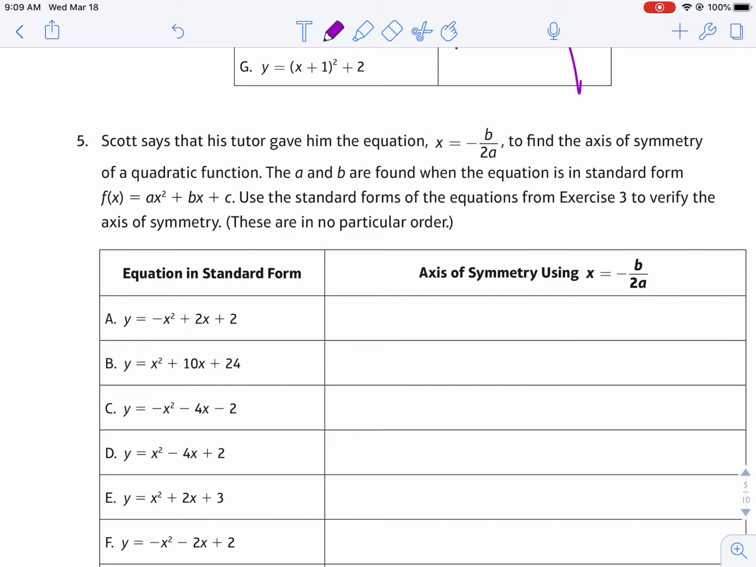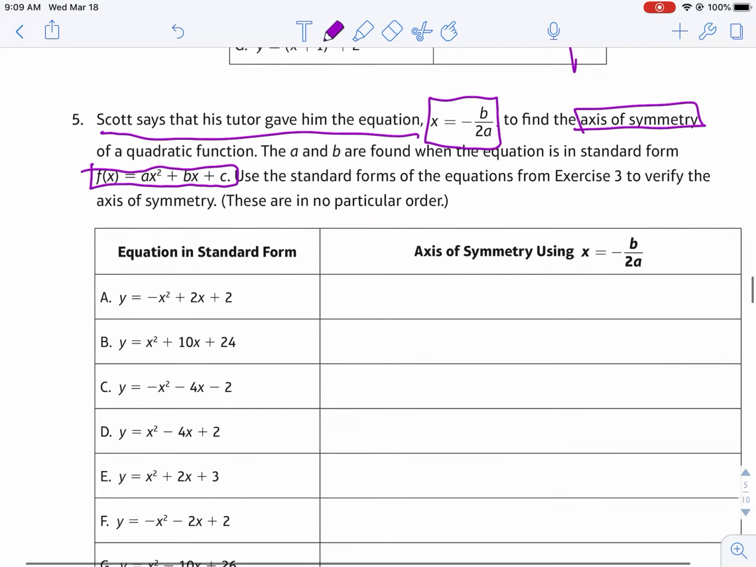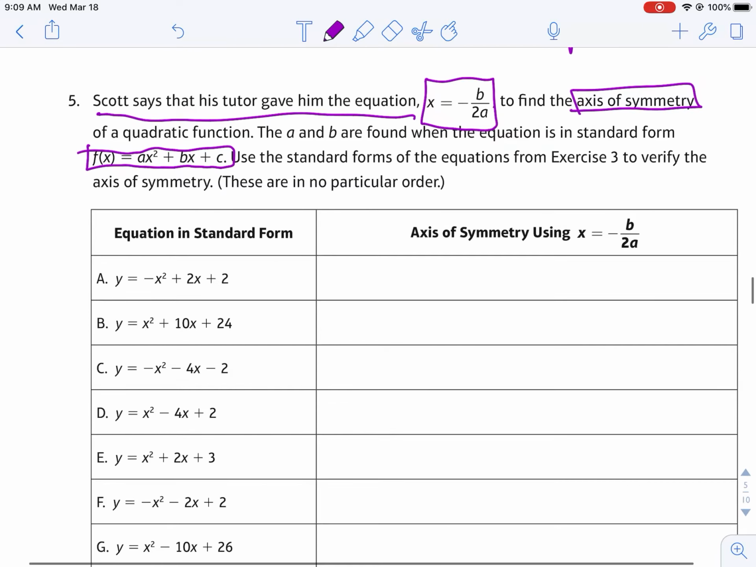Number 5 says, Scott says that his tutor gave him the equation x equals -b over 2a to find the axis of symmetry of a quadratic function. The a and b values are found when the equation is in standard form, f of x equals ax squared plus bx plus c. We need to use the standard form of the equation from exercise 3 to verify the axis of symmetry. So in letter A, let's go ahead and list out our a, b, and c values.